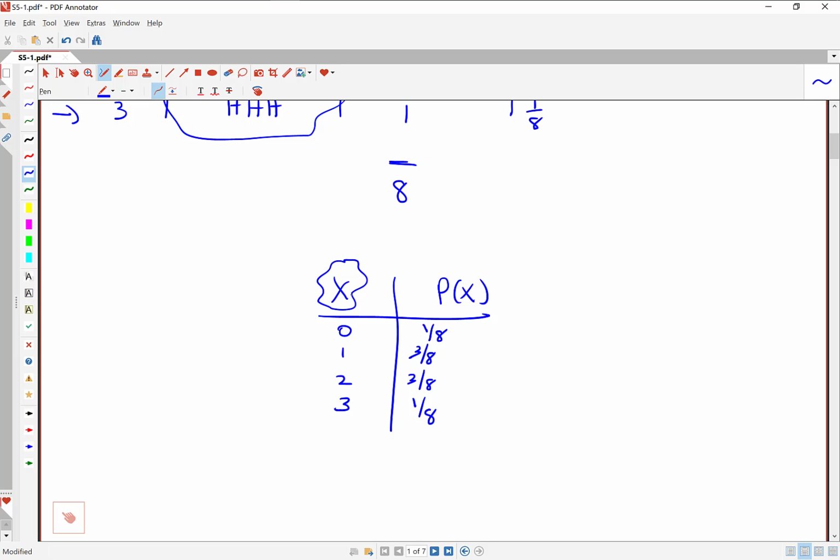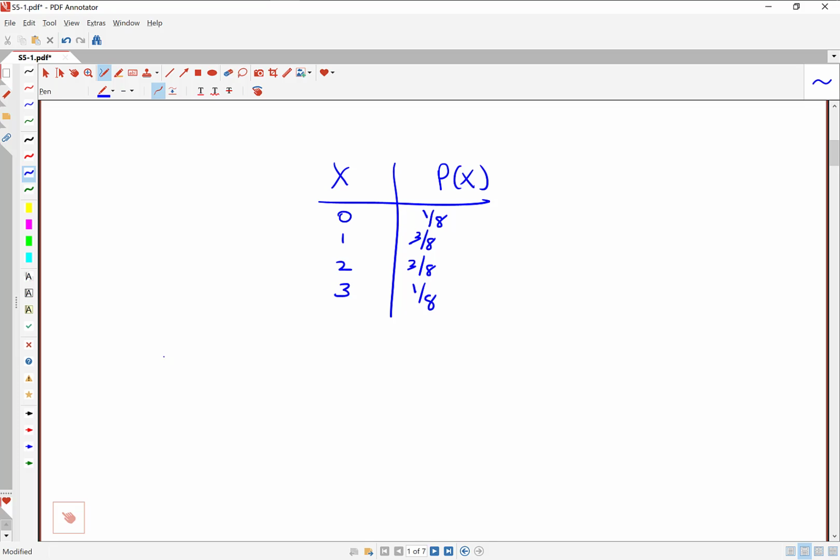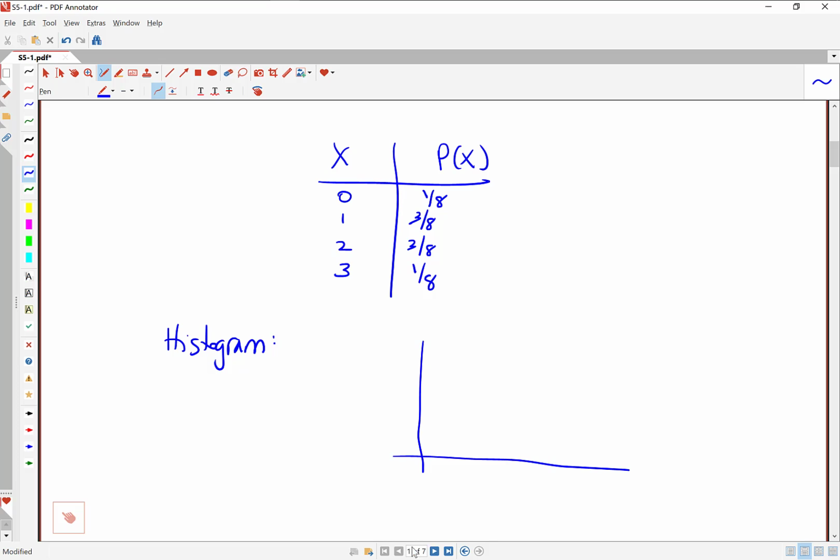Now, if we wanted a visualization of our random variable X, we can draw what's called a histogram. Basically, that's just a fancy word for a bar chart when your variable is numerical. We can plot our different X values along our horizontal axis, and our different probabilities along the vertical axis. Thinking about our probabilities, we could go up in increments of 1 over 8.